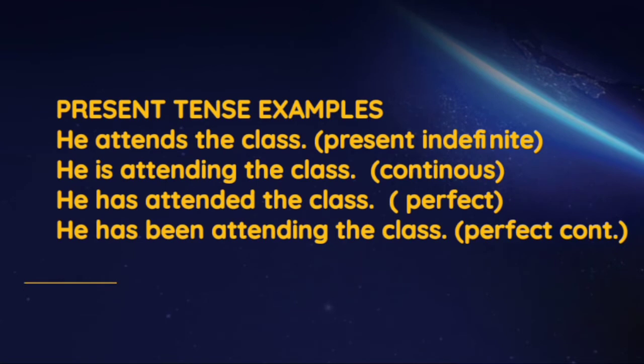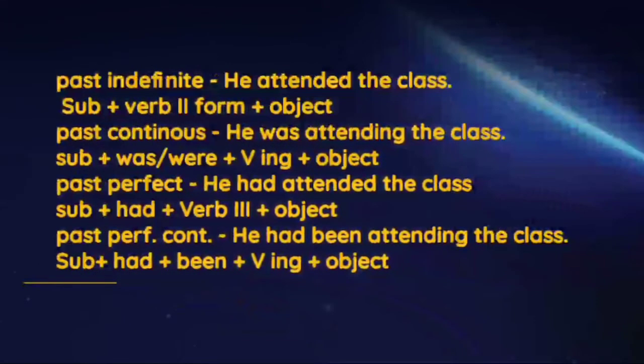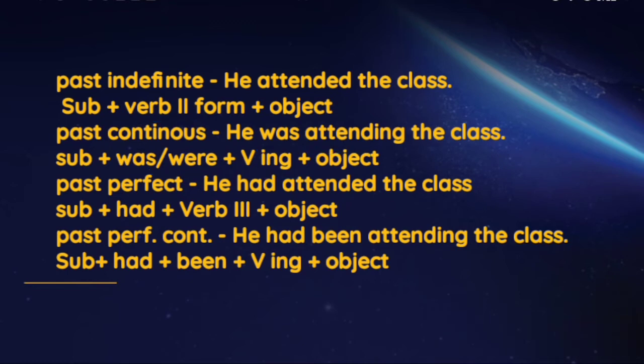These are the examples: he attends the class, he is attending the class, he has attended the class, he has been attending the class. Indefinite, continuous, perfect and perfect continuous. Next is our past. The rules are also here with the examples. I will read out the examples for you. He attended the class, verb second form. Continuous, he was attending the class, was plus verb ing form.